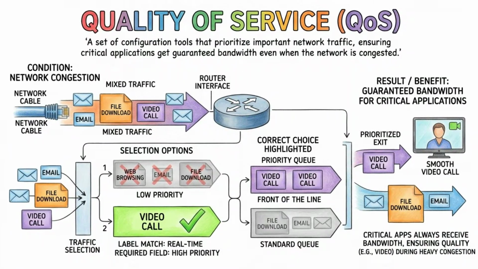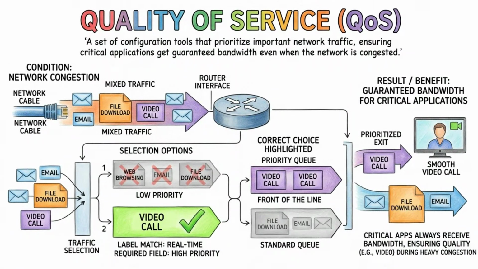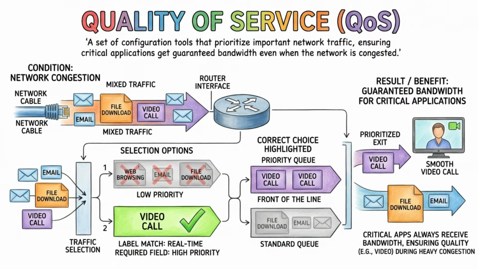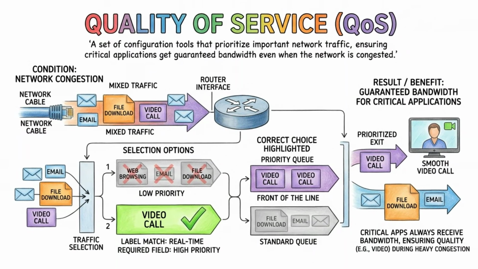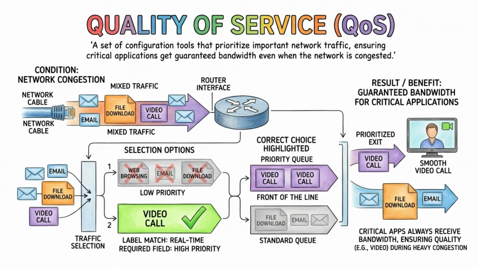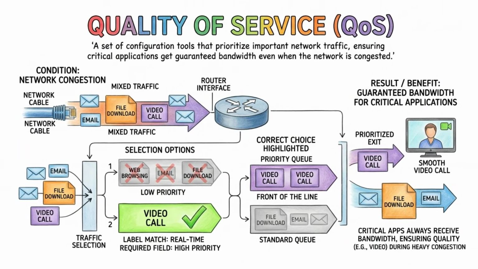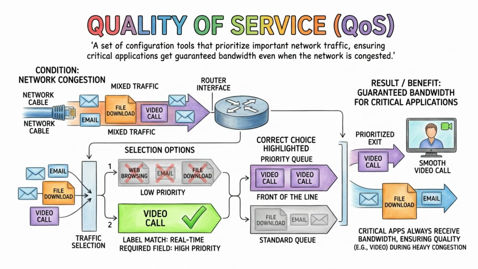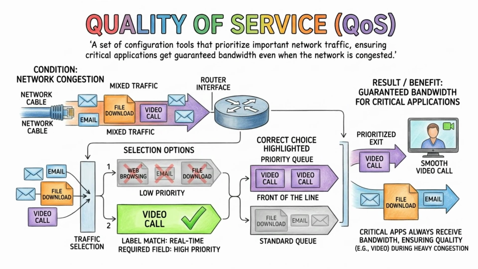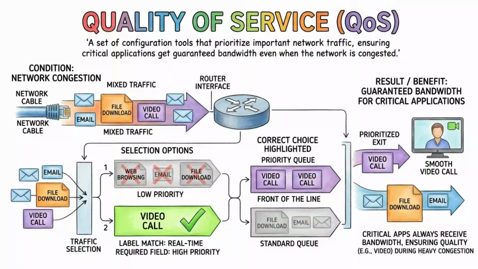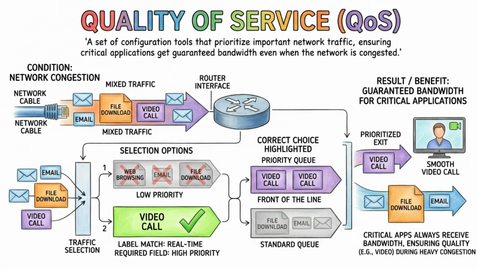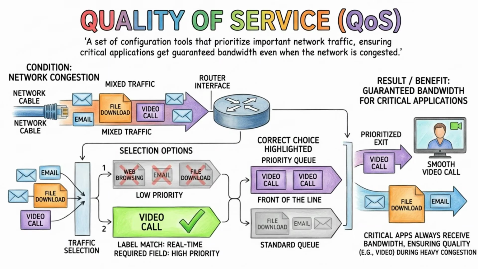As networks become more complex, they have to carry everything from simple text emails to real-time video calls on the exact same physical cables. Because network cables have maximum speed limits, during busy times of the day, data packets can actually get stuck in traffic jams waiting to be processed by the router. Quality of service, or QoS, is a set of configuration tools that allows you to identify highly important network traffic and immediately push it to the very front of the line. By configuring QoS, you guarantee that critical applications always receive the bandwidth they desperately need, even when the network is heavily congested with large file downloads.